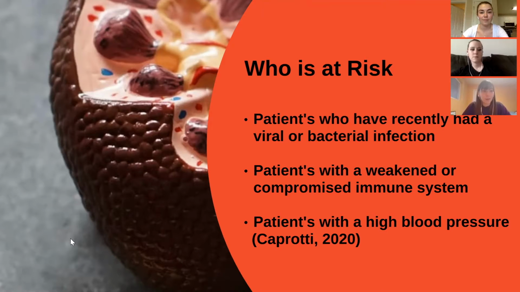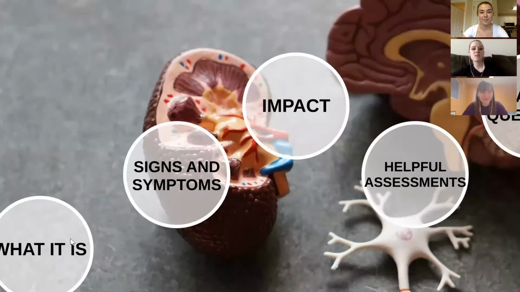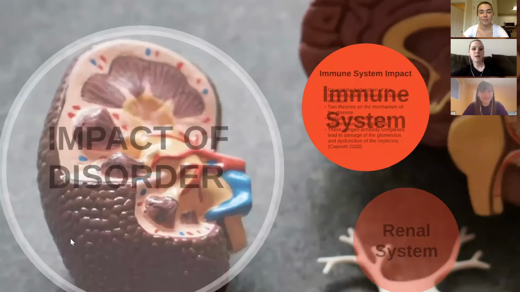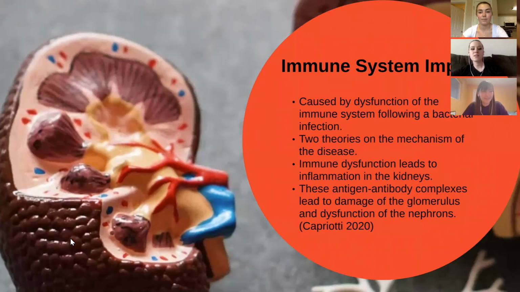So now that we know what AGN is, what main organ systems does this disease affect? AGN is a disorder that primarily affects the renal system function, and it also has a little bit of influence in the vascular system. And then the cause, as we mentioned before, begins with the immune system.